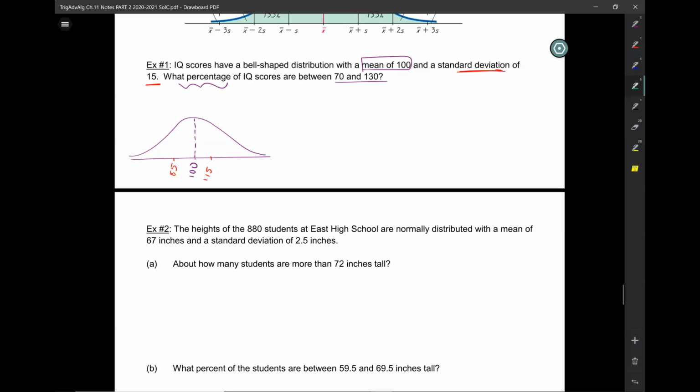Let's go one more standard deviation. So from the 115, I go out another 15 until 130. From the 85, I go out another 15 until 70. Now, how many standard deviations did I go out of the mean? Who says 1? Who says 2? 2. So from the mean, I went out 2 standard deviations.